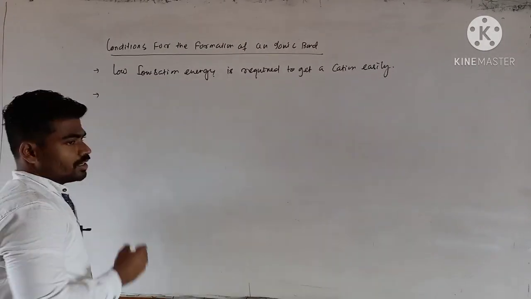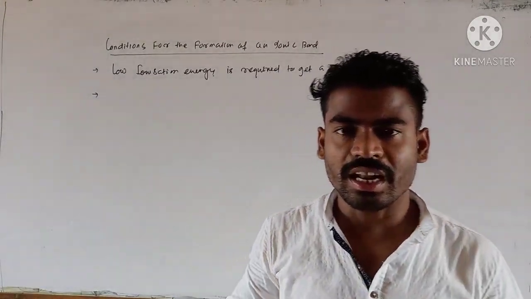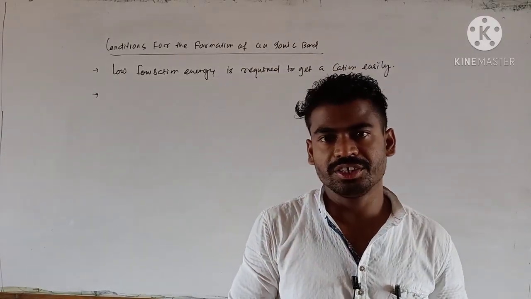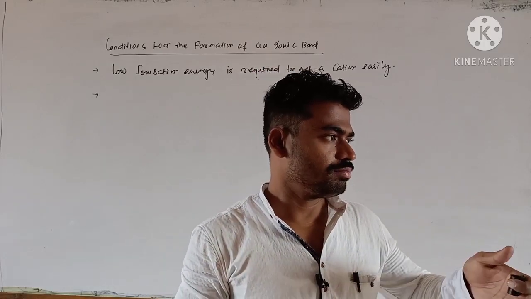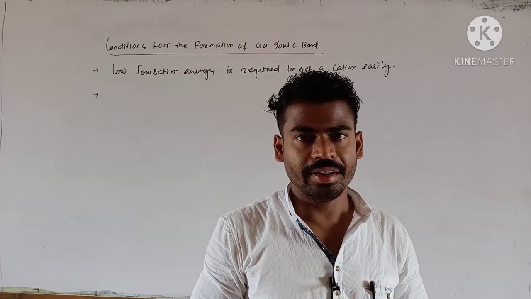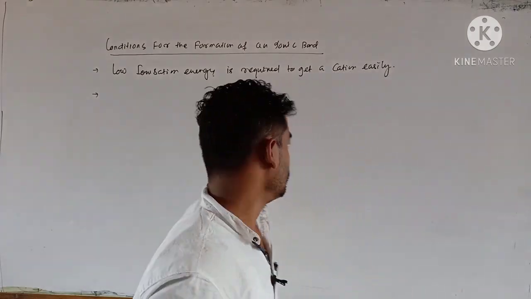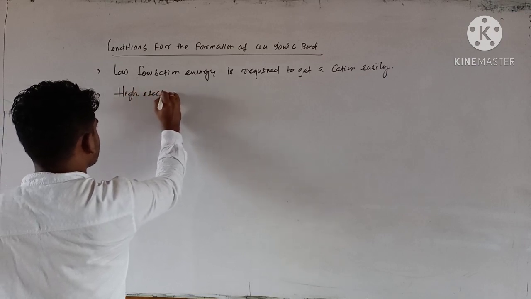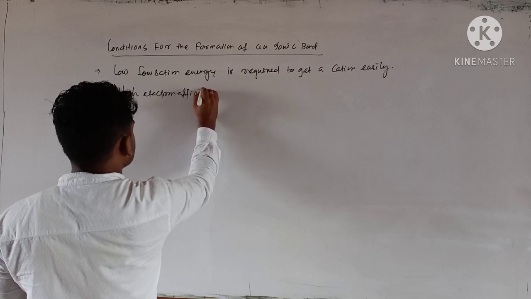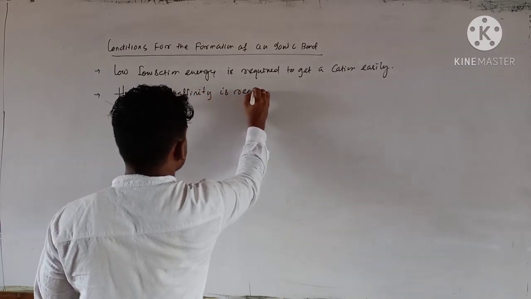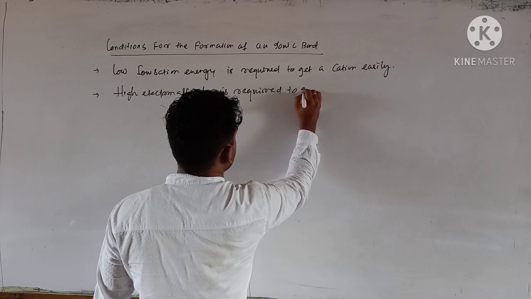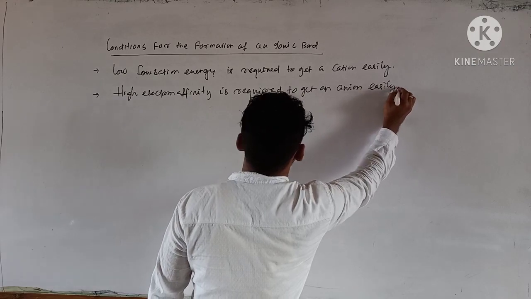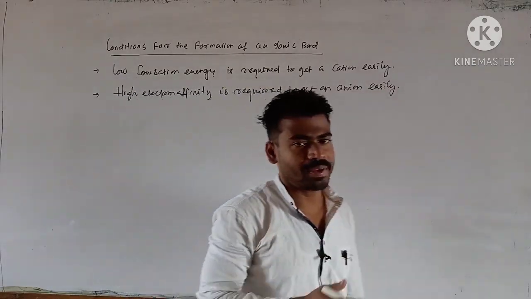Next, there is also some non-metallic species which can accept that electron in its valence shell. For that purpose, the more energy released, the higher will be the negative electron gain enthalpy, or you can say electron affinity. High electron affinity is required to get an anion easily. These are two very simple conditions for the formation of a cation and an anion.